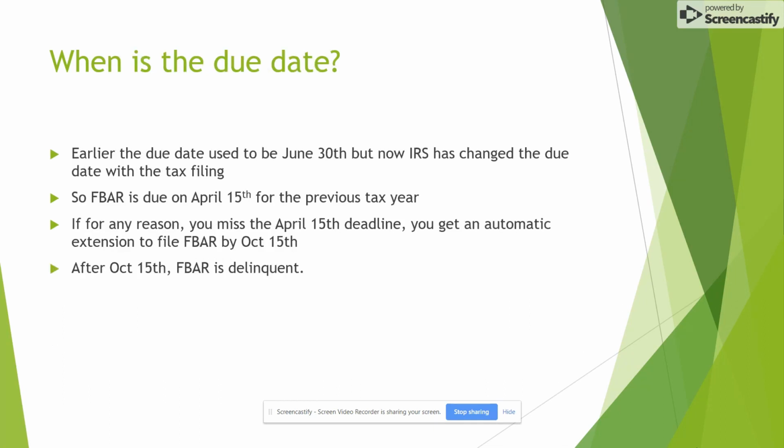When is it due? Before, it used to be June 30th for FBAR, even though taxes were due on April 15th. IRS used to allow June 30th for FBAR filing. But lately they have switched FBAR also to April 15th. But if for any reason you miss the April 15th deadline, nothing to panic. You get an automatic extension to file FBAR by October 15th. After October 15th, FBAR is delinquent and will be considered late filed.